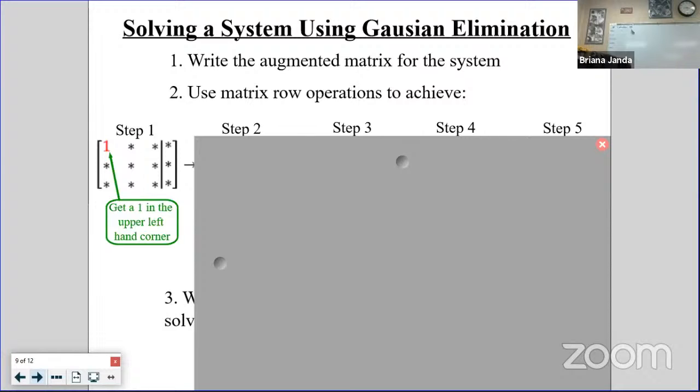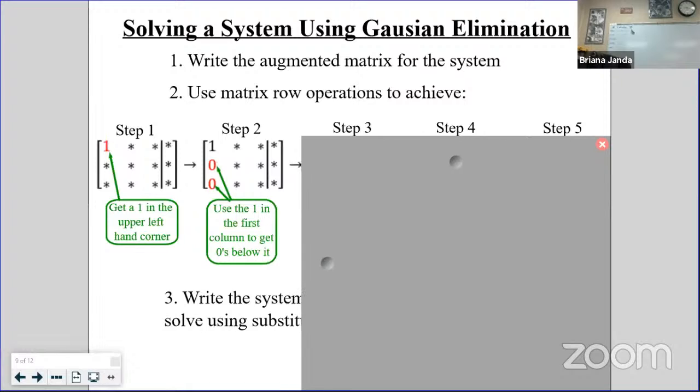Step 2 is then, once we have a 1 here, we'll focus on these 2 spots. And I'll get a 0 here and I'll get a 0 here. How do I do that? I do it by adding a multiple of row 1 to those subsequent rows. Usually it takes 2 steps there, okay?